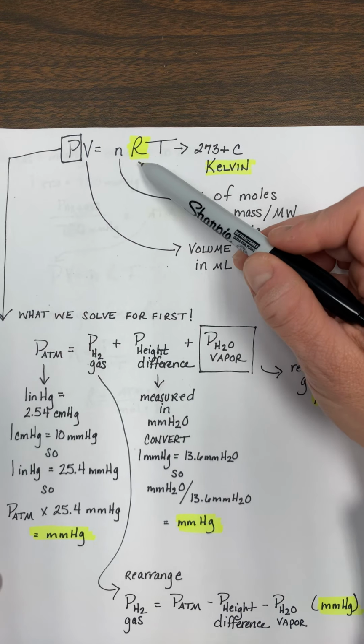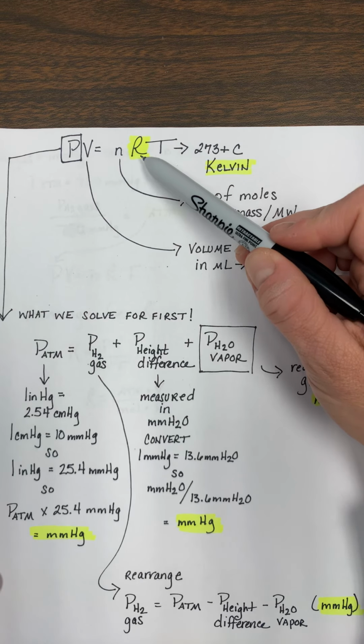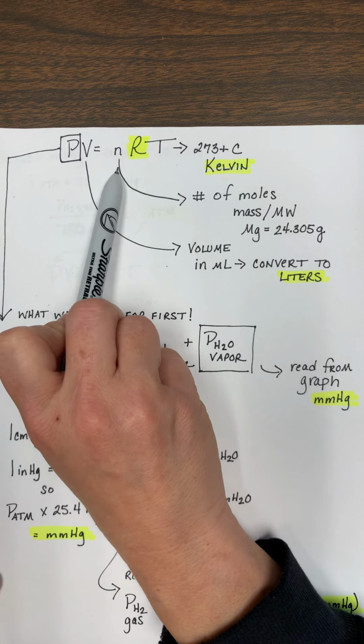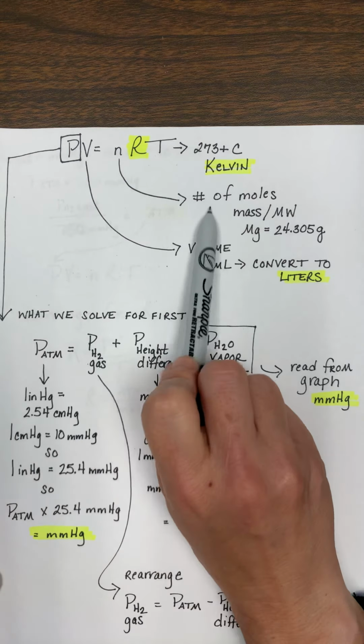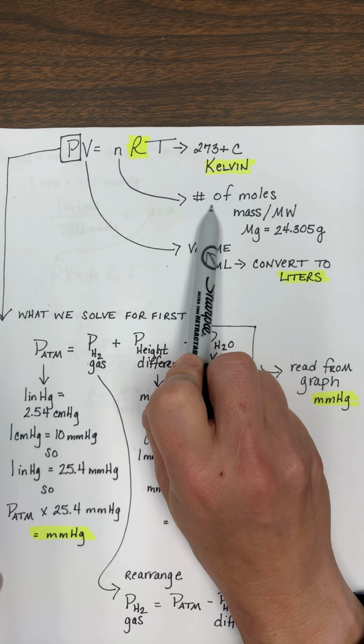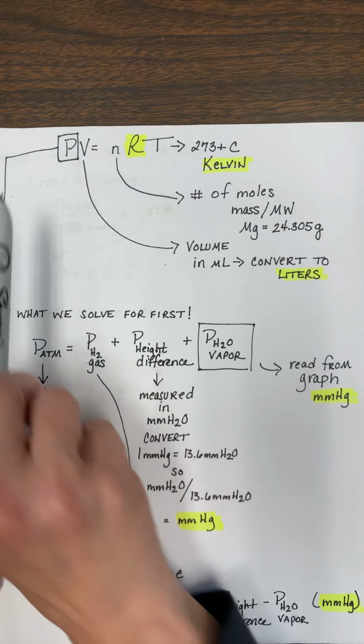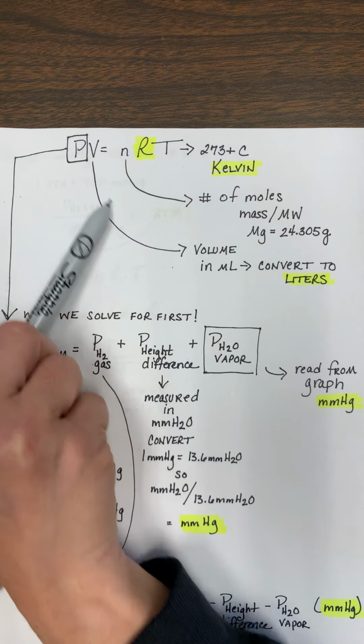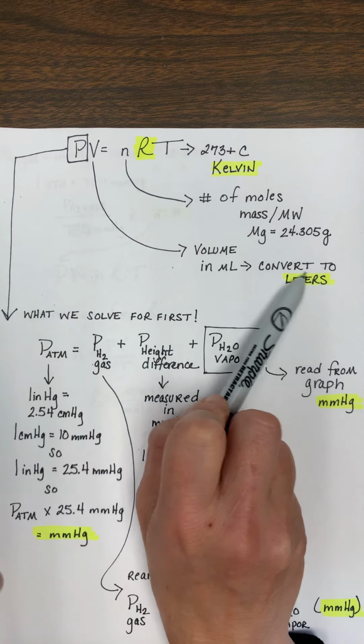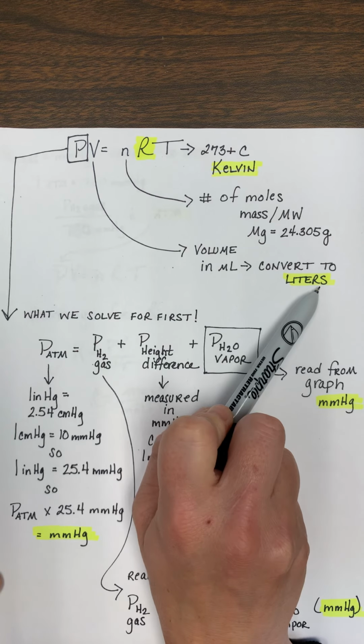R is the universal gas constant. That is what we are solving for. N is going to be the number of moles. So you're going to take the mass of your magnesium used and divide it by the molecular weight to get your number of moles. Okay, V is for volume. It's all going to be in milliliters, so please make sure that you convert into liters.